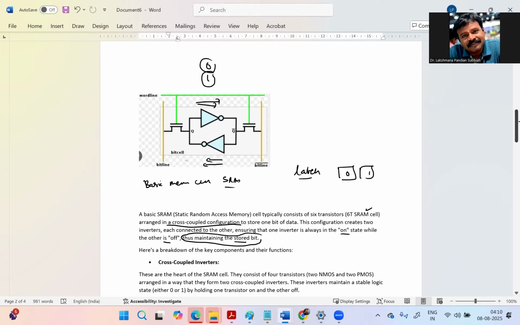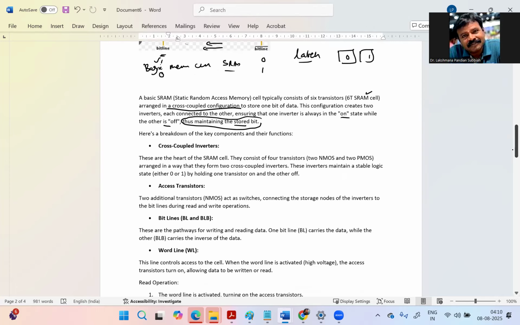Whenever you want to read the data, you give the word line on, and then we take the bit from the bit line. If you are storing bit 1, then here it is 1, and the inverter is 0. If you are storing bit 0, the bar line is 1. So we can store 1 or 0. The cross-coupled inverter is the heart of the SRAM.